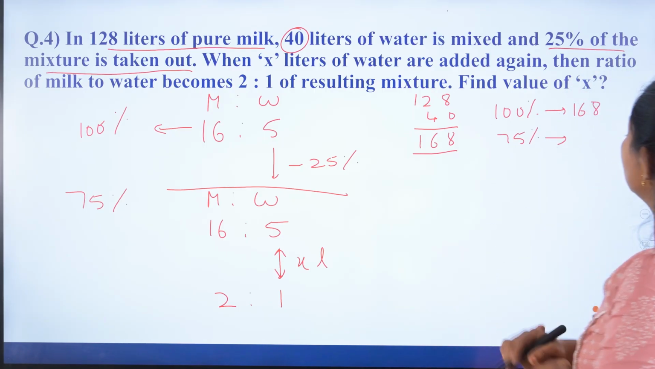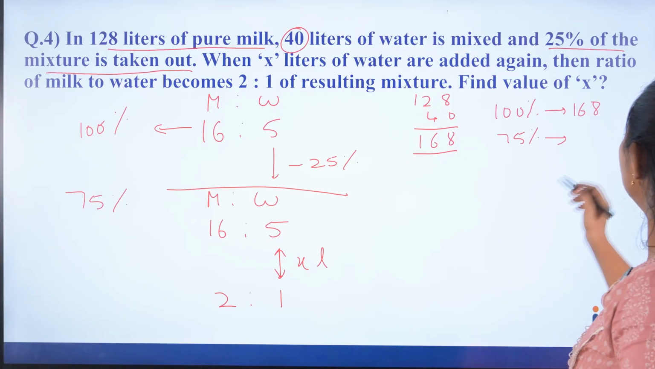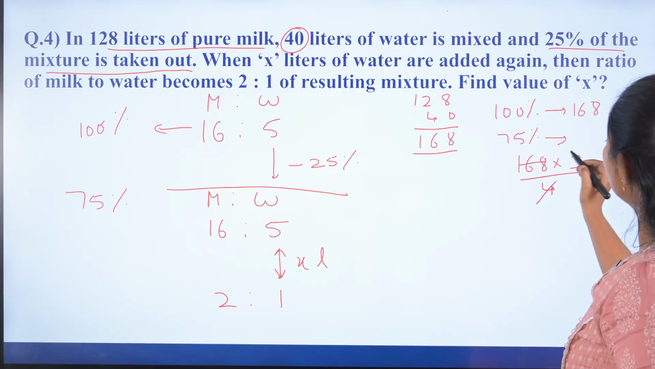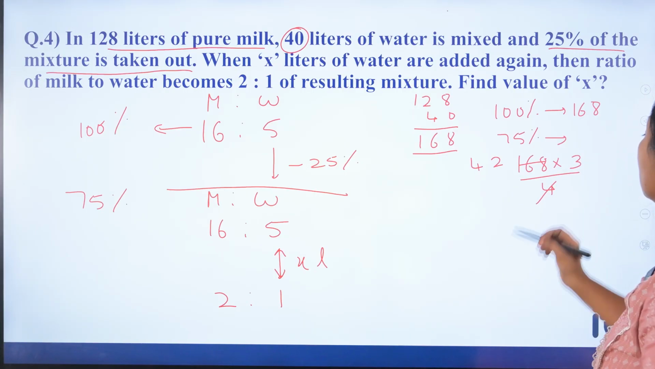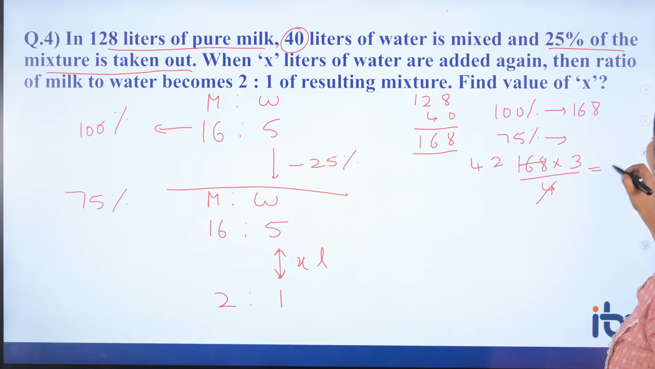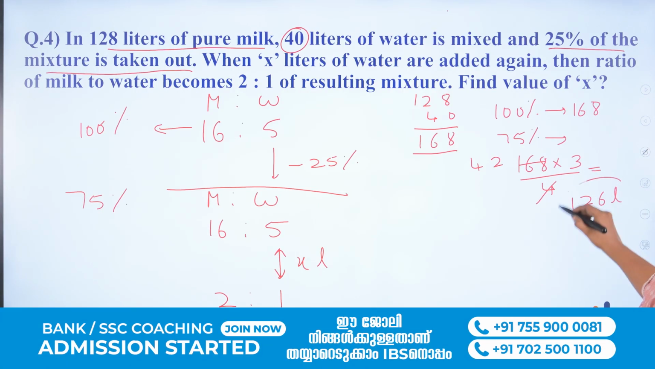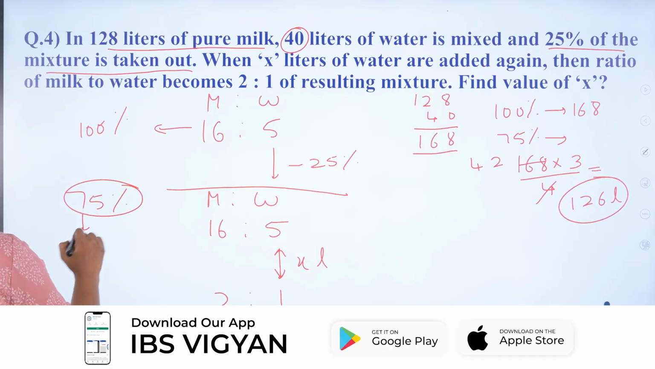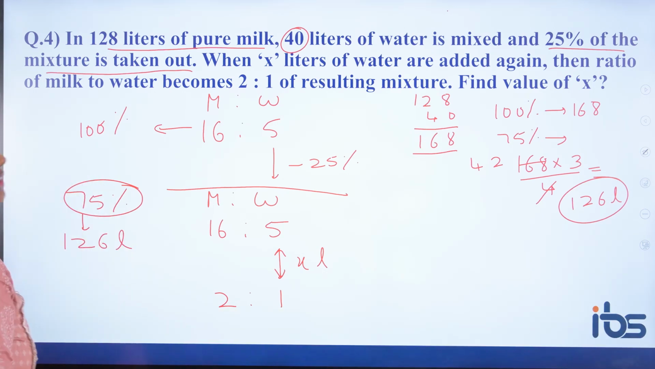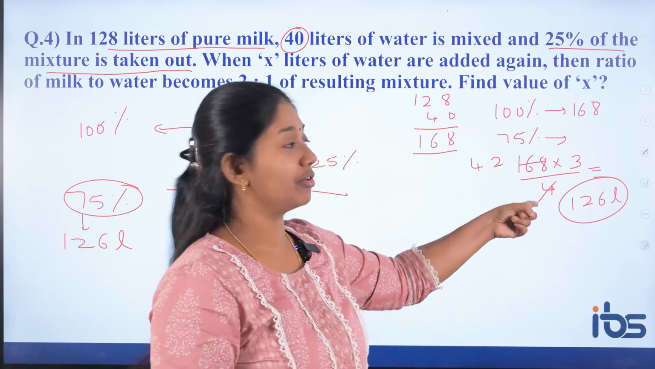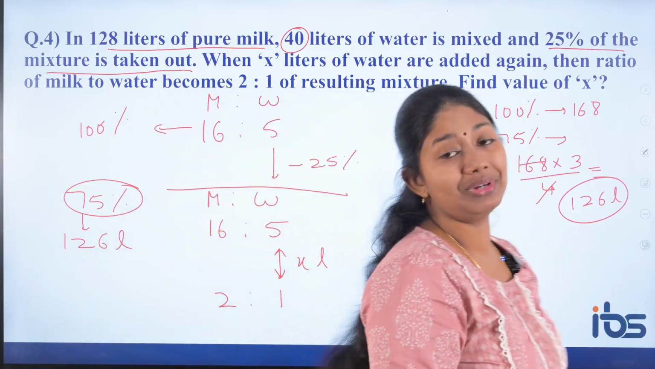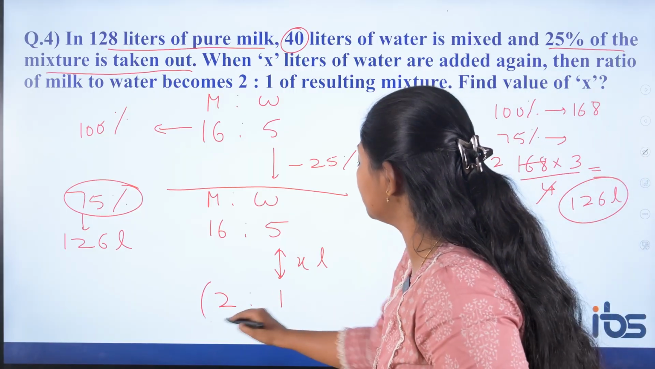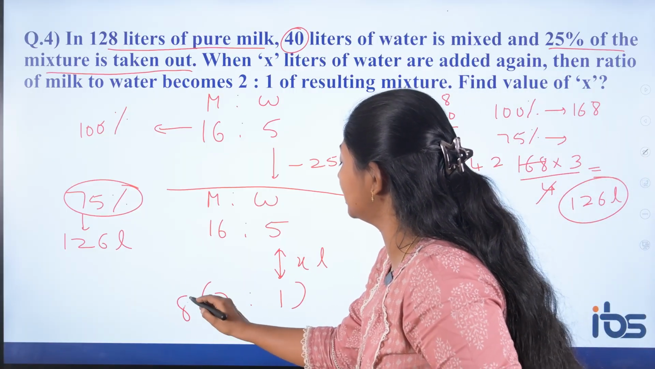So 75% is nothing but 3/4 of this value. So if you do it, 4 4s are 16, 4 2s are 8. So how much are you going to get? 42 into 3, 126 liters is your quantity here. So 75% is equal to 126 liters, because 168 into 3 by 4 gives 126 liters. Now what have they asked us to find? First you have to balance, because here it is 2, here it is 16, so you have to multiply with 8.